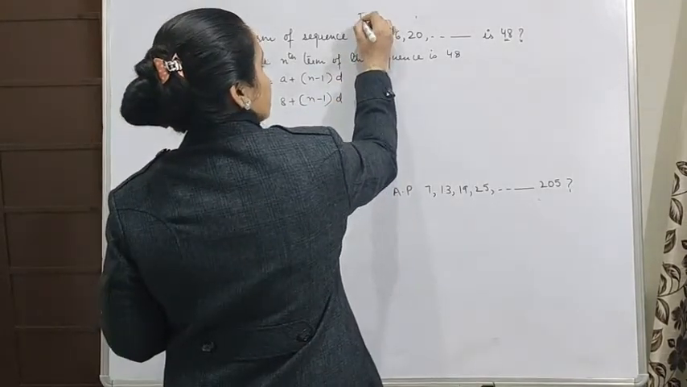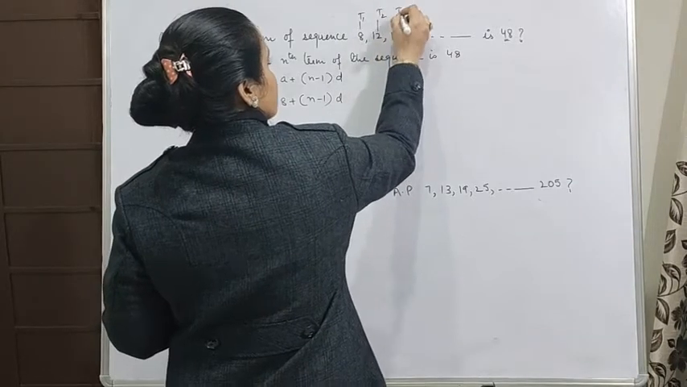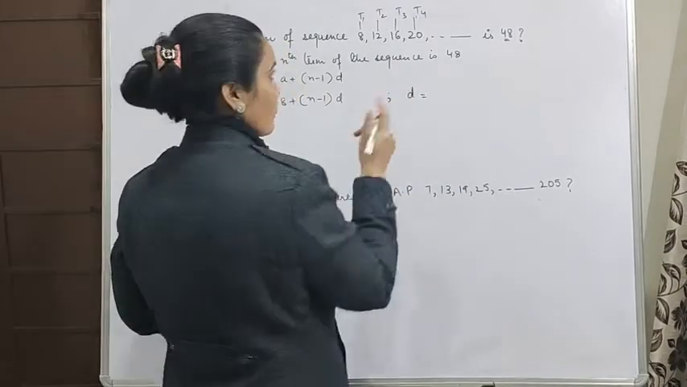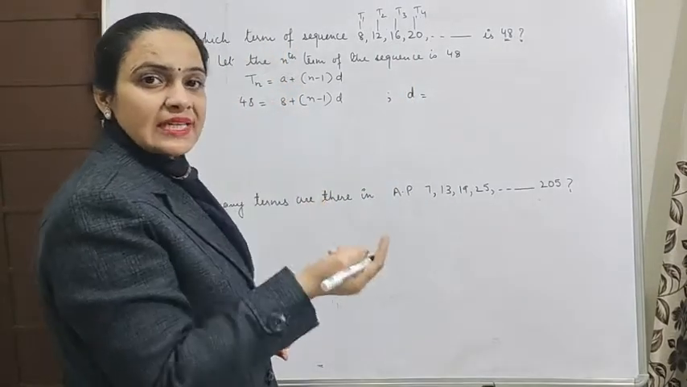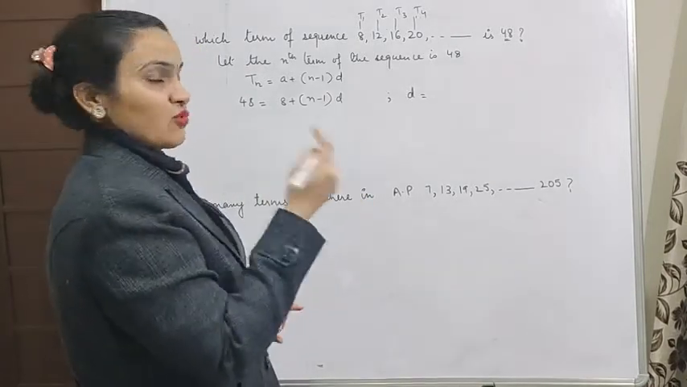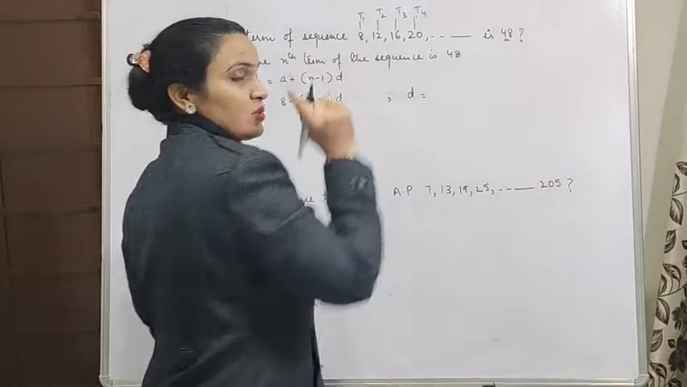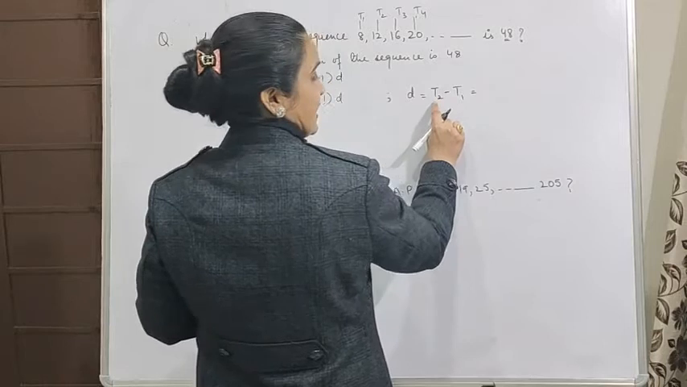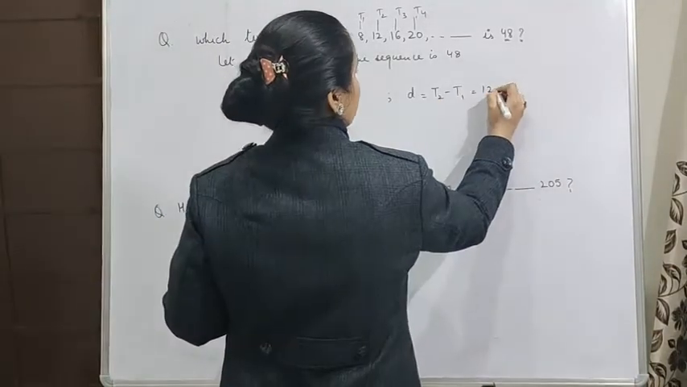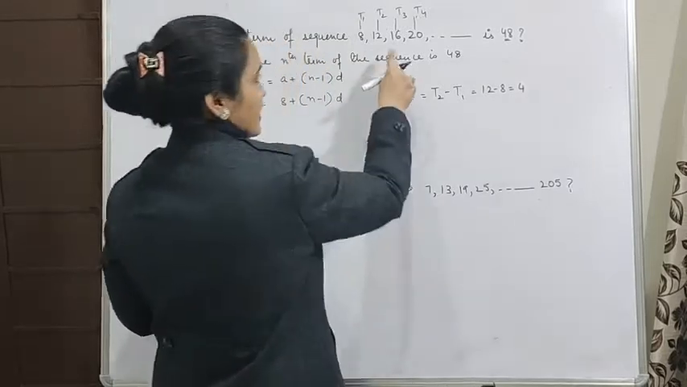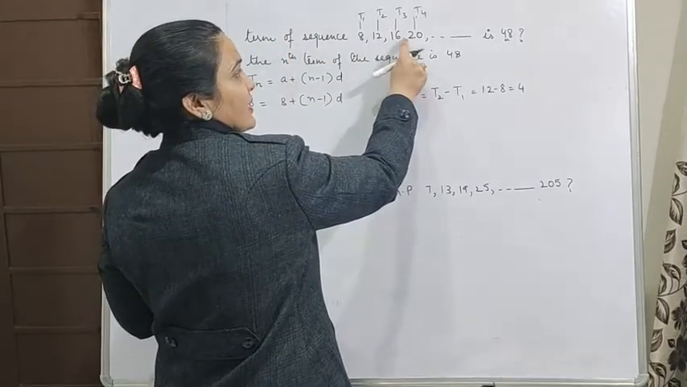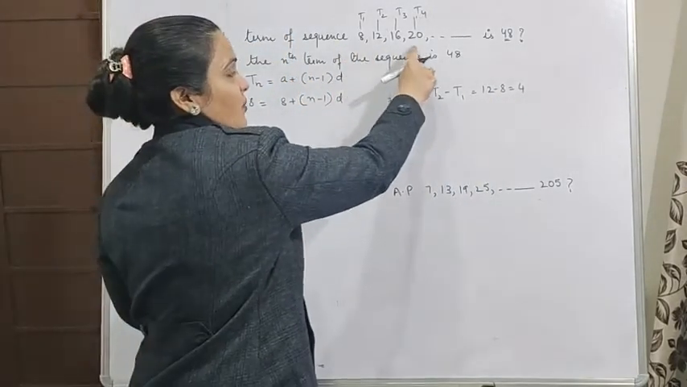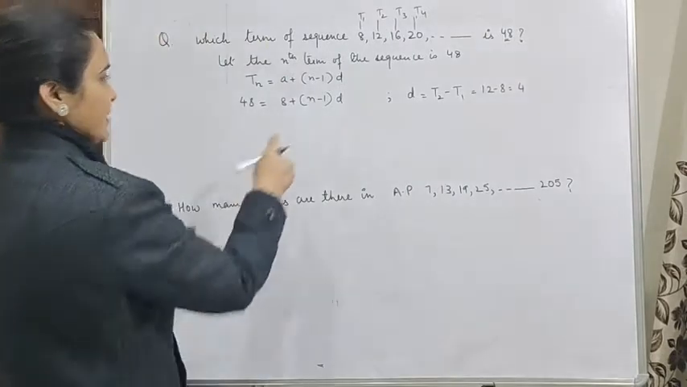So this is the first term t1, t2, t3, t4. The common difference d is given as the difference between t2 minus t1, t3 minus t2, or t4 minus t3. In all cases you will get the same value of d. Subtracting t2 minus t1, it is 12 minus 8 which is 4. You can check 16 minus 12 is 4, 20 minus 16 is again 4. So the common difference, meaning the difference that is common, is 4. So let us put d here.